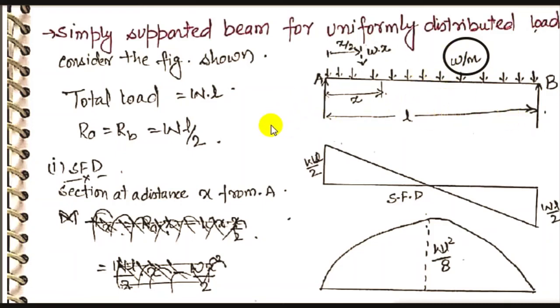Now another method: at what point do we consider the load acting? We consider the whole load to be acting at the midpoint. So nothing is complicated in this. We can also say that there is a total load of W per meter into L. Total load is W into L, and there are two reactions, RA and RB, and this load is acting at midpoint, so it is equally shared. So RA and RB are equal to WL by 2.